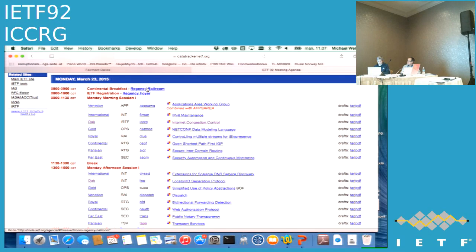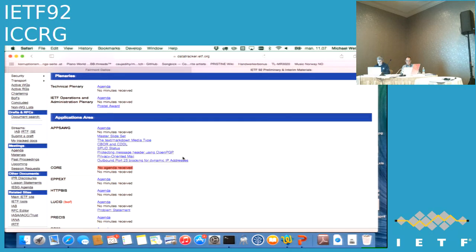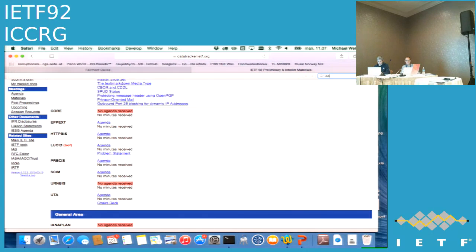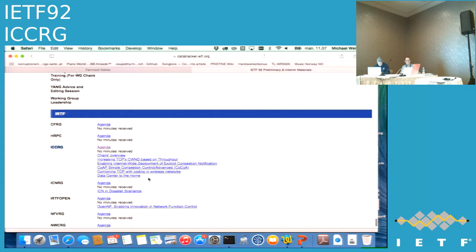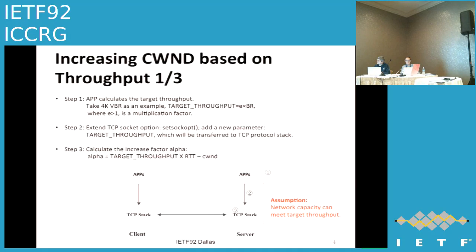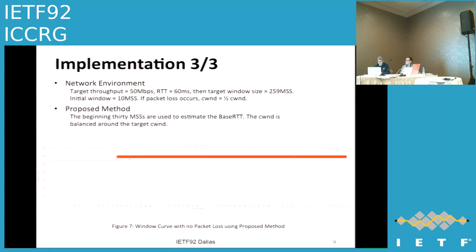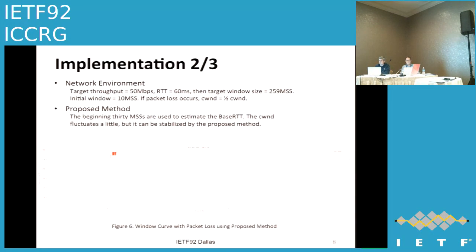And then we also give the results from the real network. Maybe. Okay, here. This figure. Just this one, right? Yeah, this one. Okay.